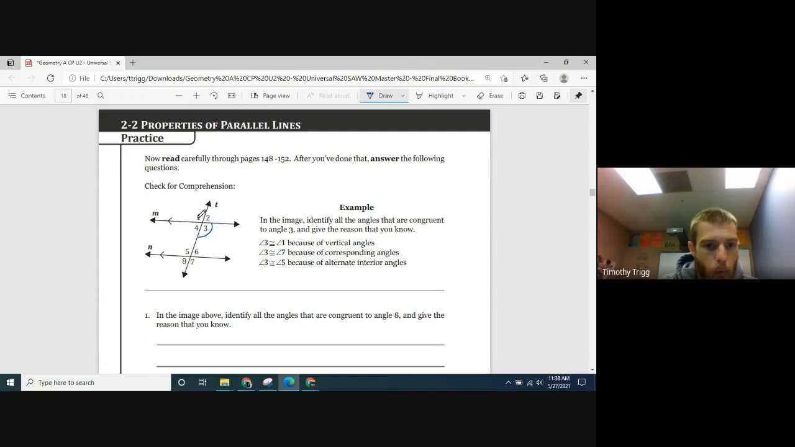Well, what about angle 1? Yeah, these seem to be open the same amount. Yeah, these will be congruent. So angle 1 and angle 3 are going to be congruent.